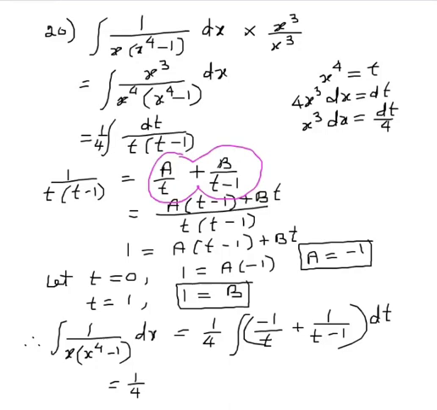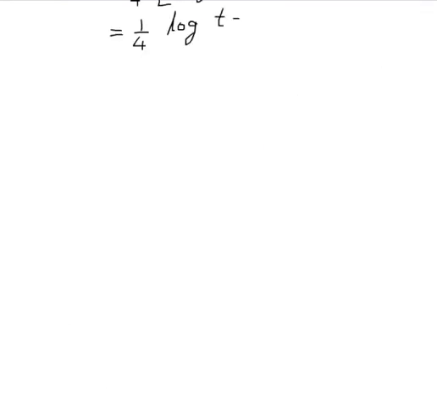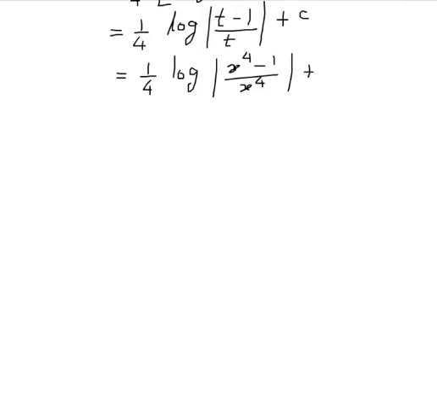1 by 4, this is minus log of absolute value of t plus log of absolute value of t minus 1. And this is log a by b. Substitute for t. 1 by 4 log of t is x power 4, and plus c.